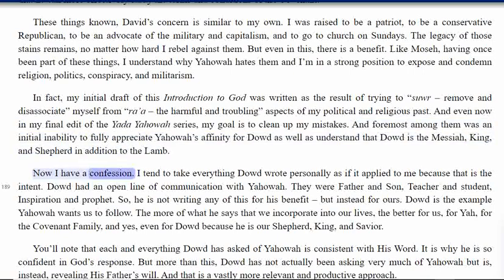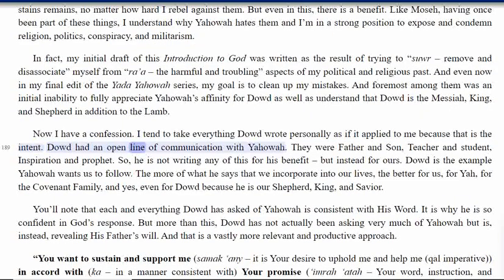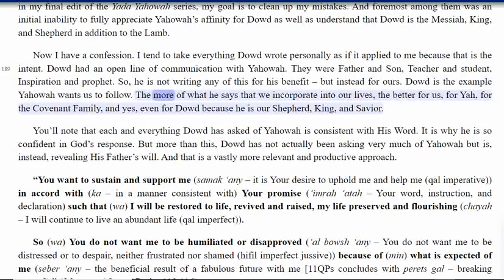Now I have a confession. I tend to take everything Dowd wrote personally as if it applied to me because that is the intent. Dowd had an open line of communication with Yahowah. They were father and son, teacher and student, inspiration and prophet. So, he is not writing any of this for his benefit, but instead for ours. Dowd is the example Yahowah wants us to follow. The more of what he says that we incorporate into our lives, the better for us, for Yah, for the covenant family, and yes, even for Dowd because he is our shepherd, king, and savior.